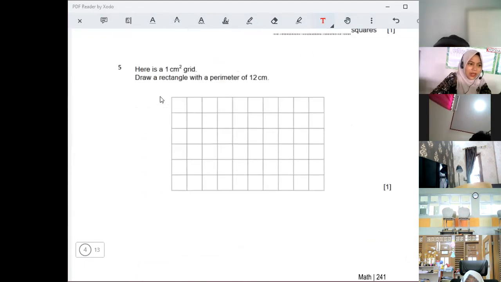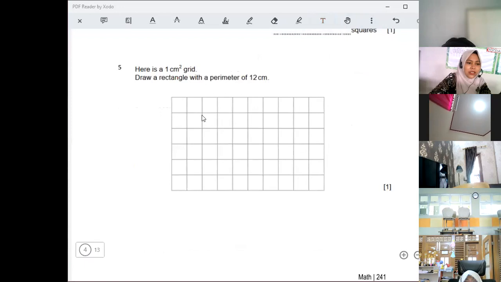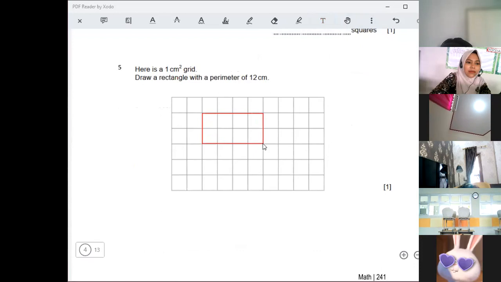Okay, now what is this? Draw a rectangle with a perimeter of 12. Ini juga tadi udah ya. So let's just choose one where the length and breadth add up to 12 divided by 2, or 6. So we can choose this one. 4 times 2. You may also draw it like this, or you may also draw it like 5 times 1. Which one do you prefer?